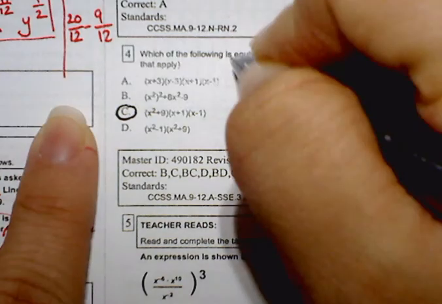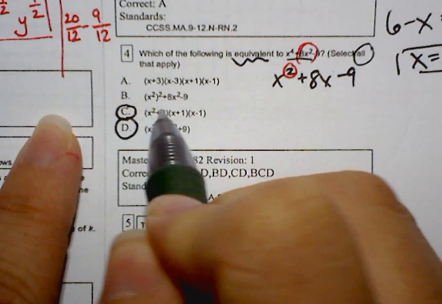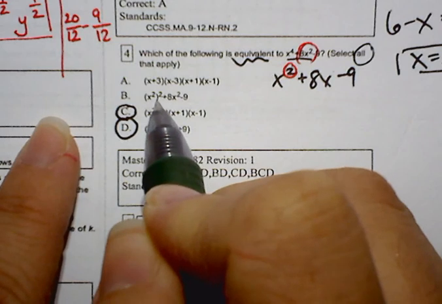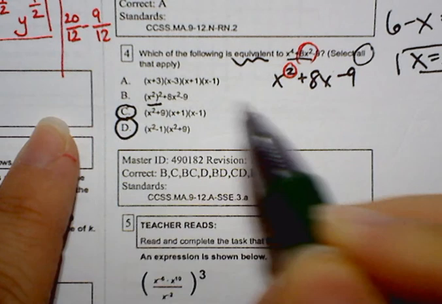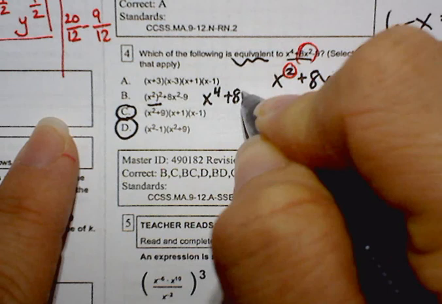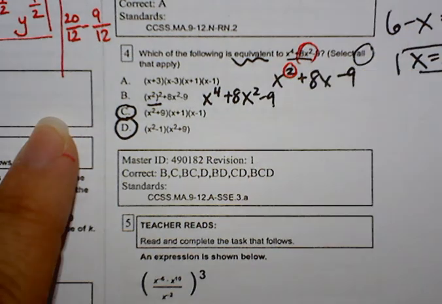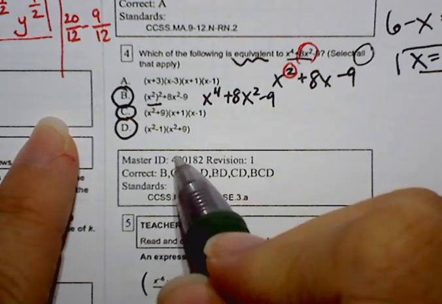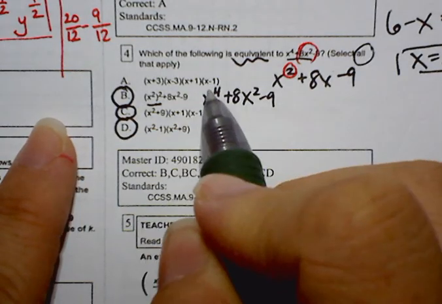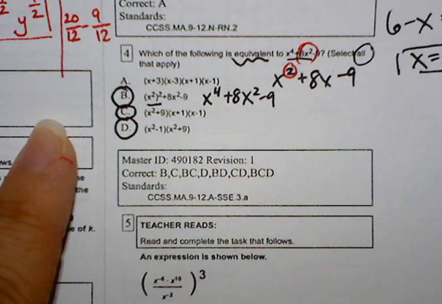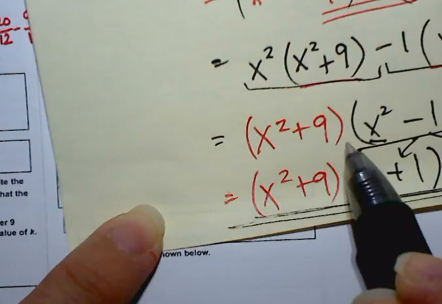What about B? Wait, what happens if, what's x squared? Squared. So it's just going to be x to the 4th plus 8x squared minus 9. Is that the same thing as my original? Yeah. So that's true. Huh? What about A? Why not? Where did the x plus 3, x minus 3 come from? They thought you could factor this, but can you? No, so that one was wrong. So the answers are only B, C, and D.